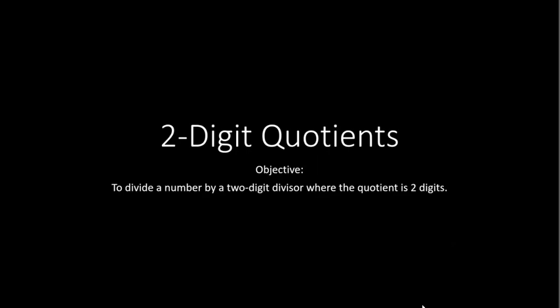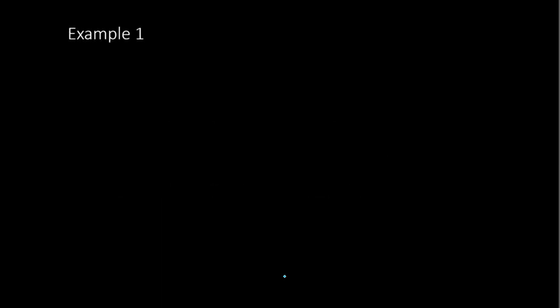In the previous lesson, you learned how to divide a number by a two-digit divisor where the quotient is one digit. Now in this lesson, we are extending that to include answers with two digits. What we're going to do is the same thing we did in the last lesson, but now we're going to repeat the process a second time to get the second digit of the quotient. So we have a couple examples to work through.